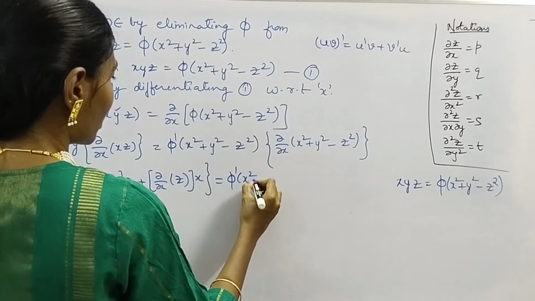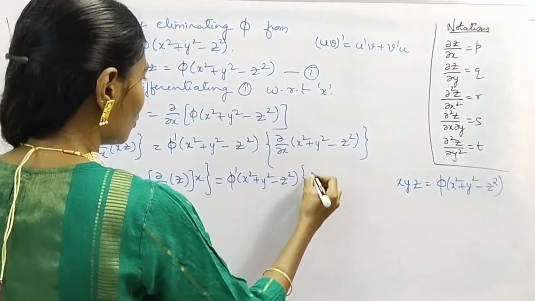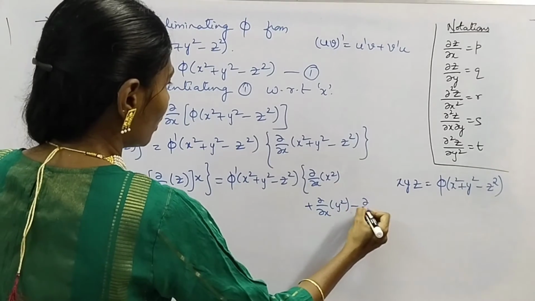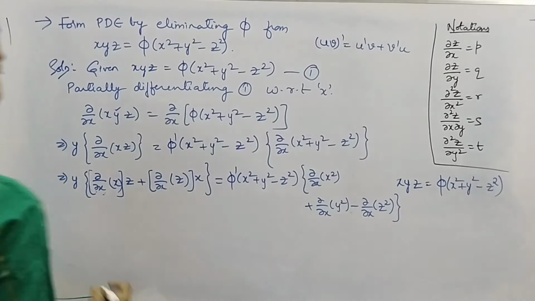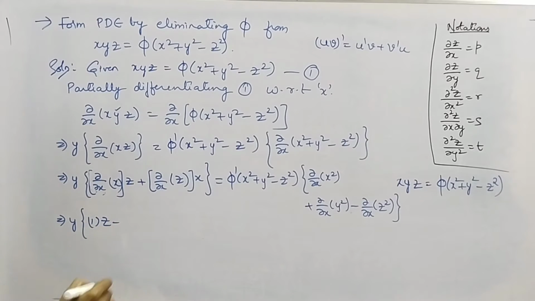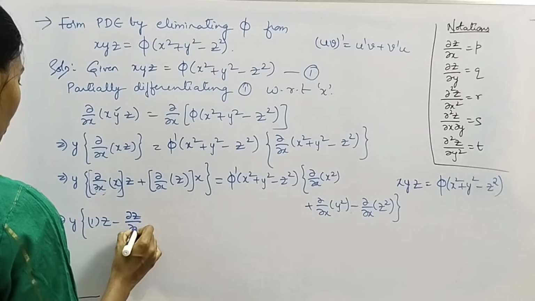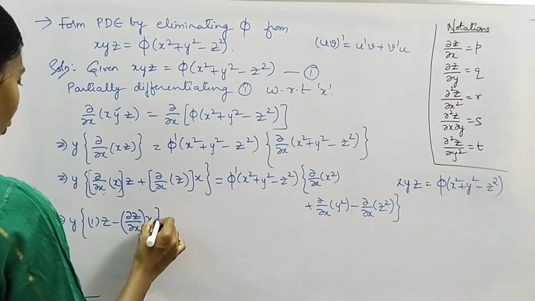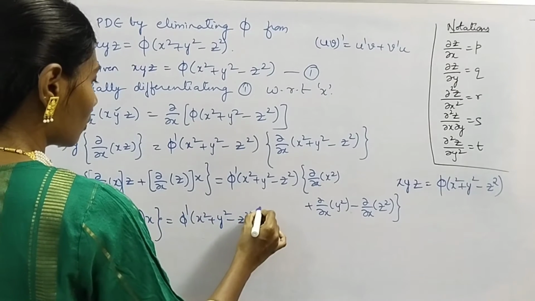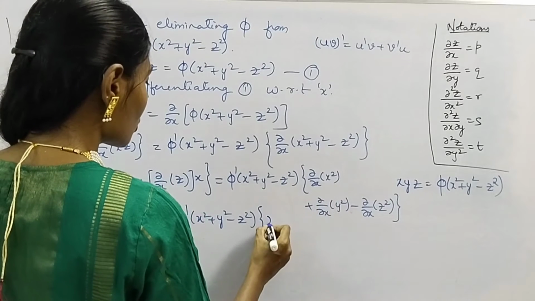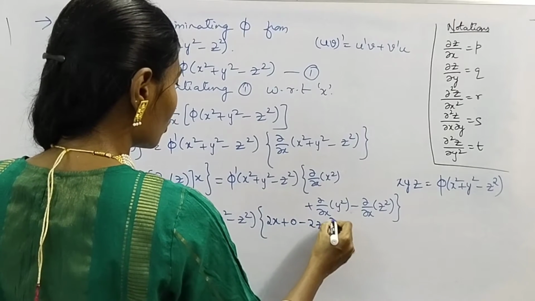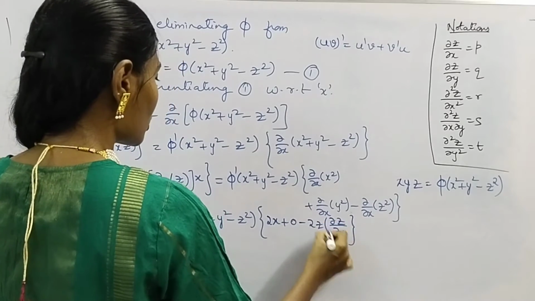Equal to phi dash of x square plus y square minus z square into the partial derivative of x square plus the partial derivative of y square minus the partial derivative of z square, which gives us y into the partial derivative of x with respect to x, which is 1, into z, minus the partial derivative of z with respect to x, which is dou z by dou x, into this x, equal to phi dash of x square plus y square minus z square into the partial derivative of x square with respect to x, which is 2x, plus the partial derivative of a constant with respect to x, which is 0, minus the partial derivative of z square with respect to x, which is 2z into dou z by dou x.